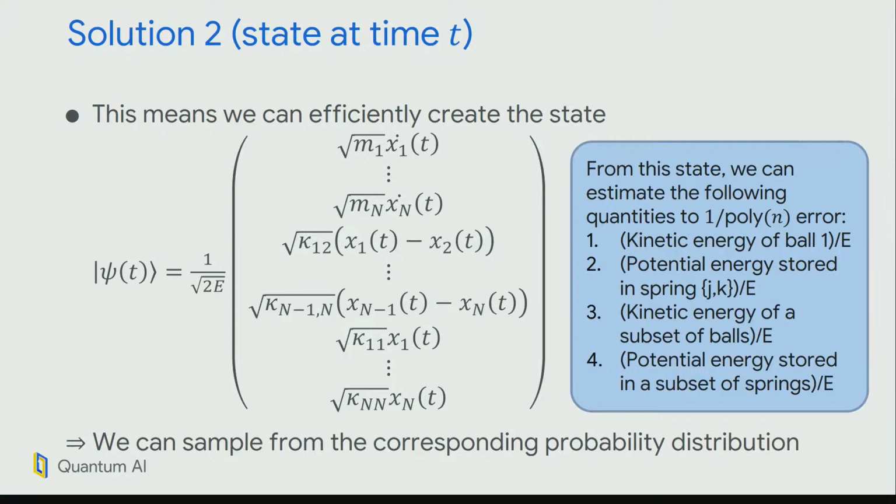This is just like, if I give you a probability distribution and I tell you to estimate the first entry to additive error epsilon, you need like 1 over epsilon squared copies of the probability distribution. So same phenomenon. So I can get you the kinetic energy of the first ball divided by E, so the fraction of the total energy that's stored in the first ball, to some inverse polynomial error. Or the potential energy in some spring, or the kinetic energy of some subset of balls. E is the total energy. It's like this normalization constant here.